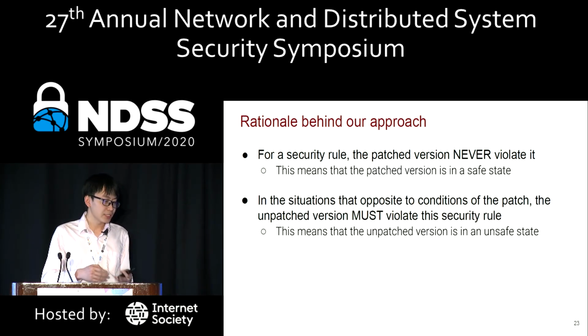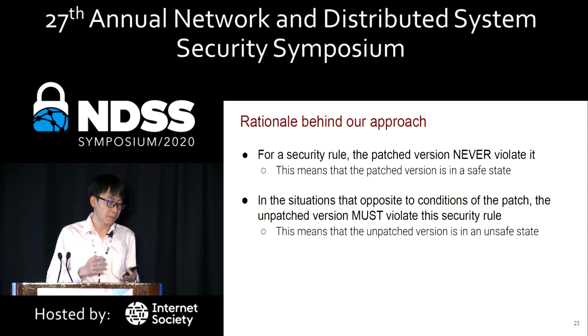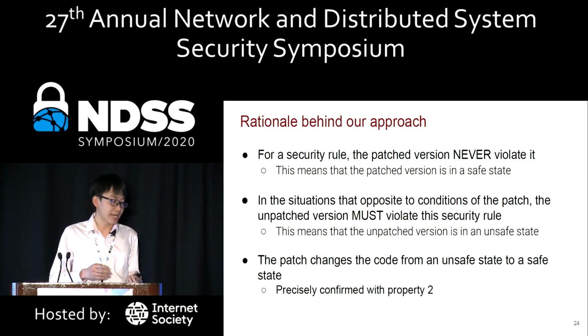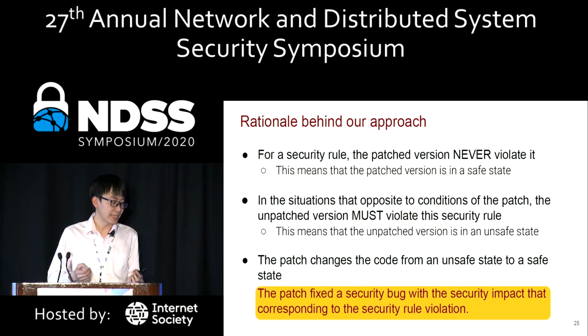But in the situation opposite to the condition of the patch, the unpatched version must violate this specific security rule, which means that the unpatched version is in an unsafe state. So we can know that the patch has changed the program from the unsafe state to the safe state, which means that the patch can block the security rule violation, and the patch can block the security impact. So this patch is for a security bug.